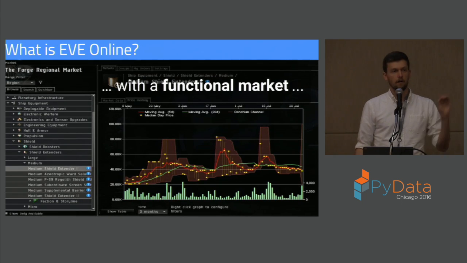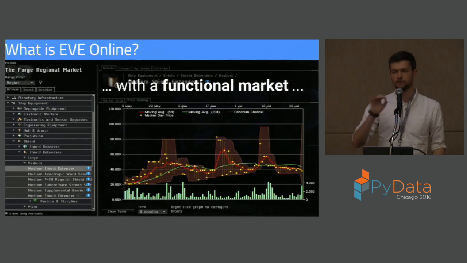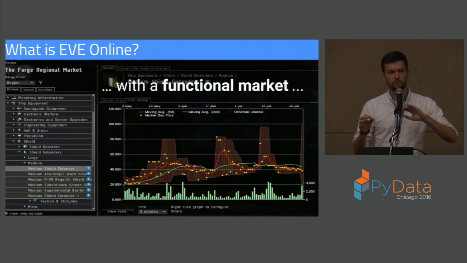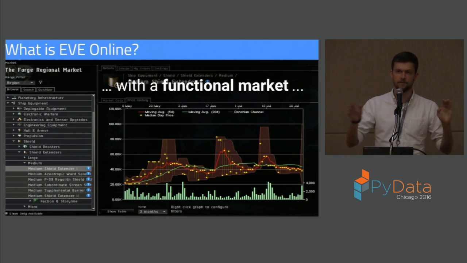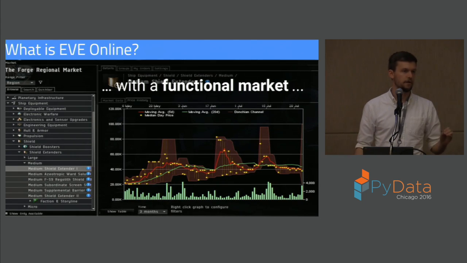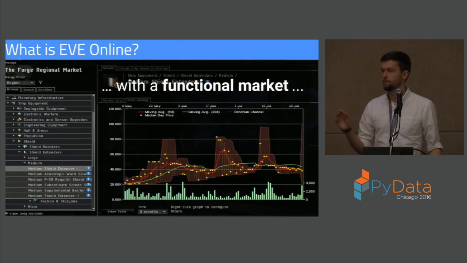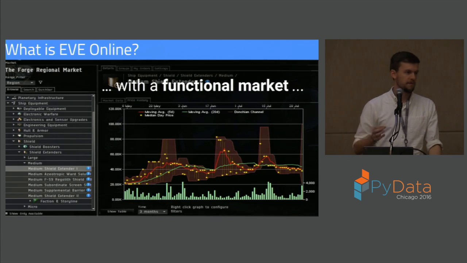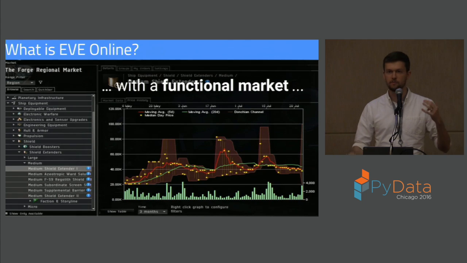In EVE, nearly all of the items are created by players in the game. So you can extract raw materials, you can set up some industry things where you turn those raw materials into commodities, into ships, into whatever. And every time you're buying and selling something, you're buying from another player or selling to another player. So that means all of the prices in the game are determined by actual market forces, and you see real market effects happening.